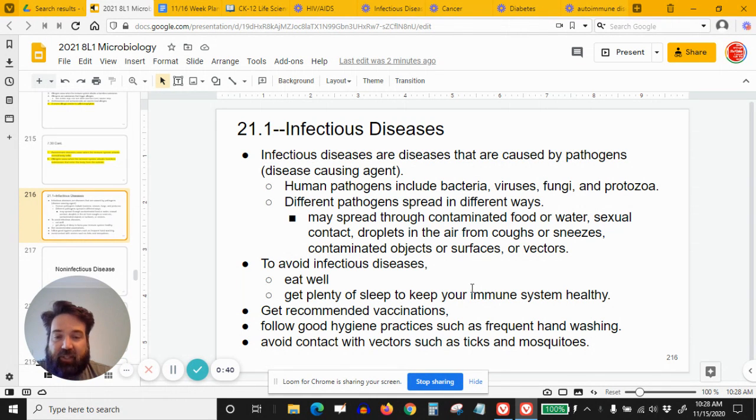To avoid infectious diseases, eat well and get plenty of sleep to keep your immune system healthy. Avoid the pathogens. Get recommended vaccinations. Follow good hygiene like hand washing. Avoid contact with vectors such as ticks and mosquitoes.